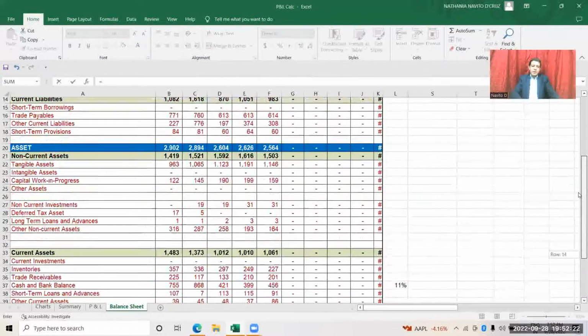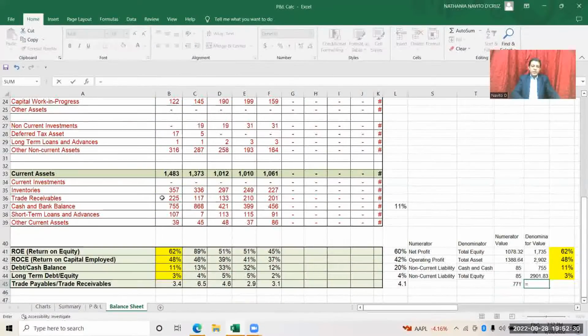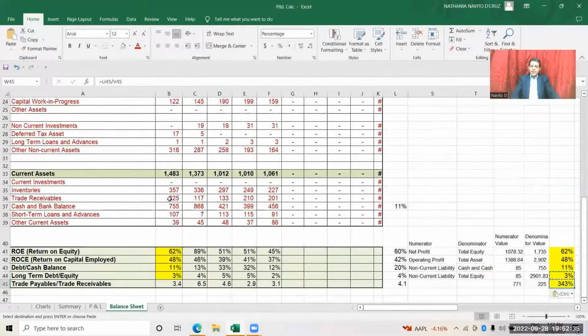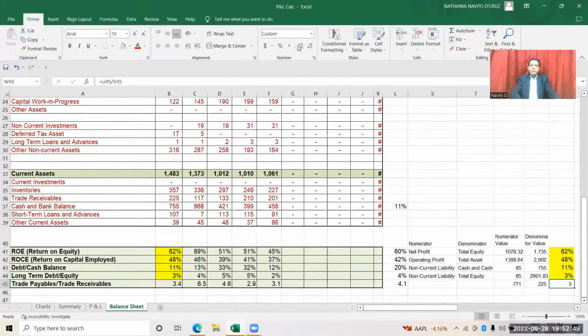Trade payables will come as liabilities and divided by trade receivable. Trade receivable comes as assets. So here we see the value 3. If I expand this value 3, it comes to 3.4, which is matching with this value. 3.4 is matching with 3.4. So finally, we get corresponding values.